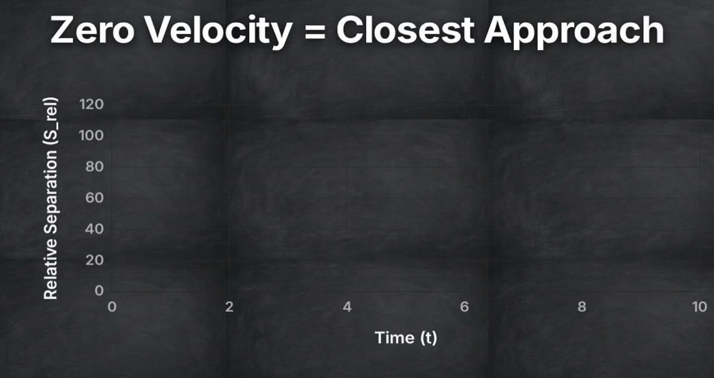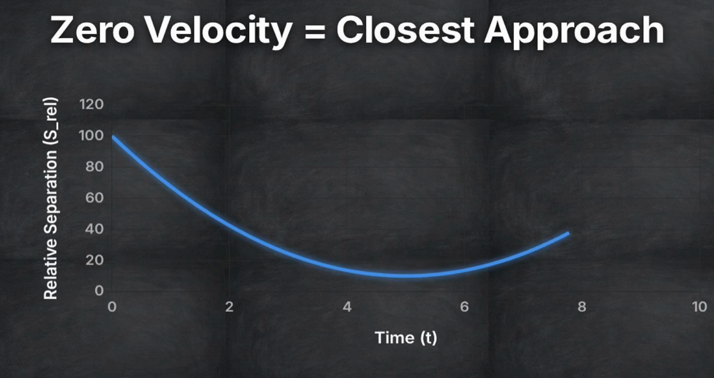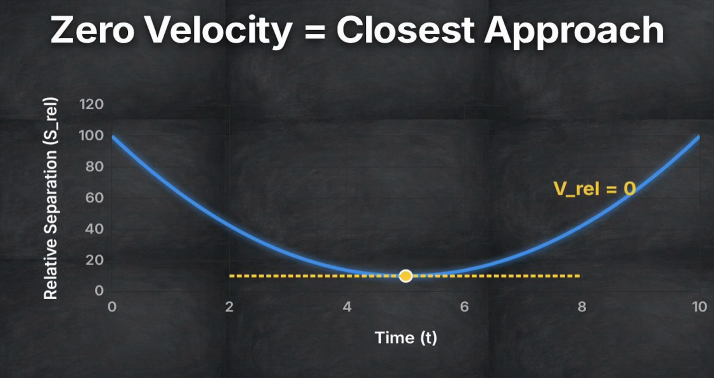This is a graph of relative separation. The distance between the two bodies, s_rel, is minimized at the exact instant their relative velocity, v_rel, is 0. Geometrically, this is the exact bottom of the trough. The slope of the tangent line is 0, marking the precise moment the separation stops decreasing and begins to increase.